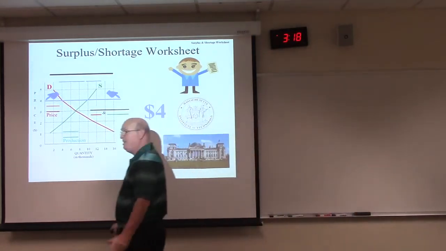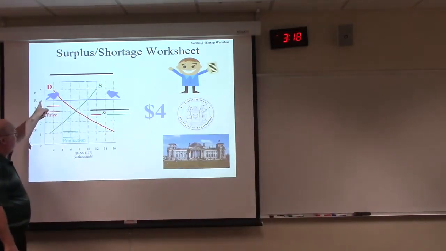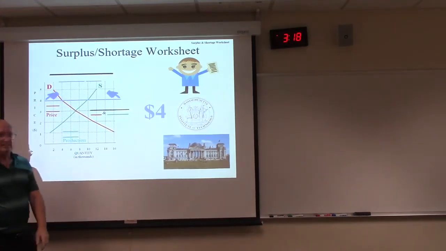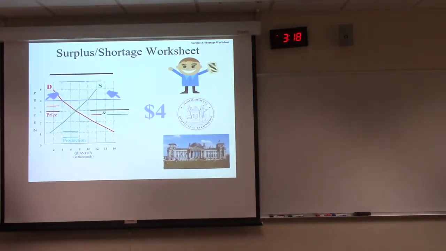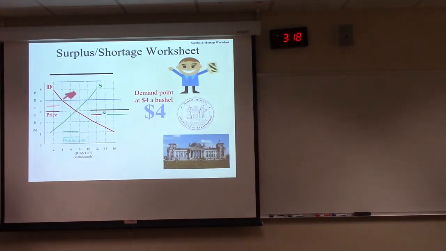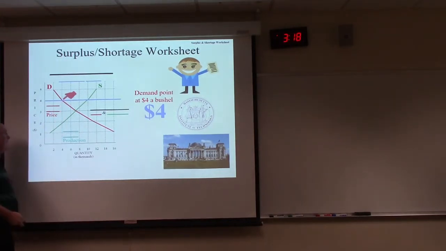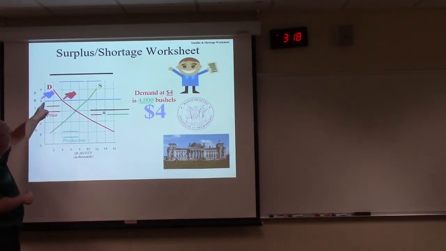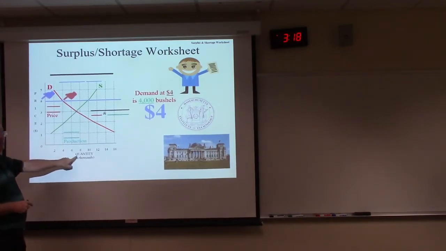So here's what I want you to do on that worksheet: at the $4 line, I want you to draw it straight across. Some of you may now be saying, we've got a little problem here. Because at $4, what is the demand? In other words, what's the demand for $4 a bushel? And we take a look here, and we come down, and we go, oh, it's only 4,000 bushels. At $4, 4,000 bushels.